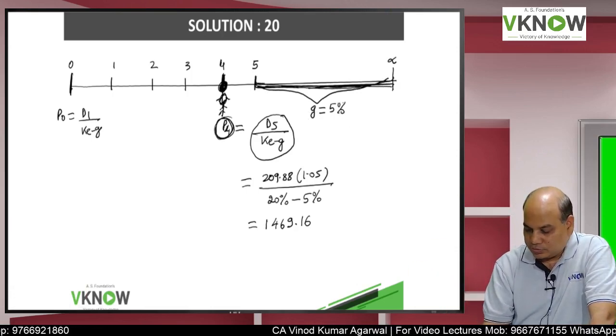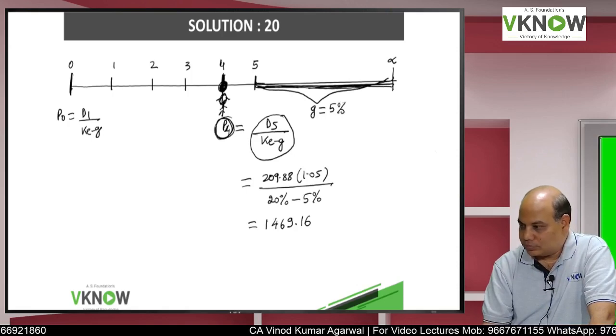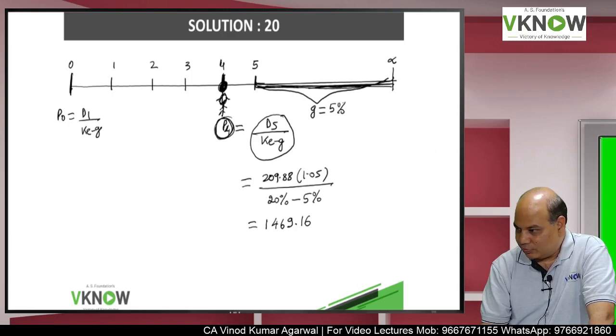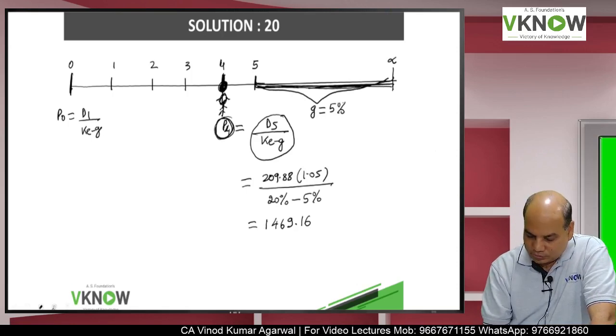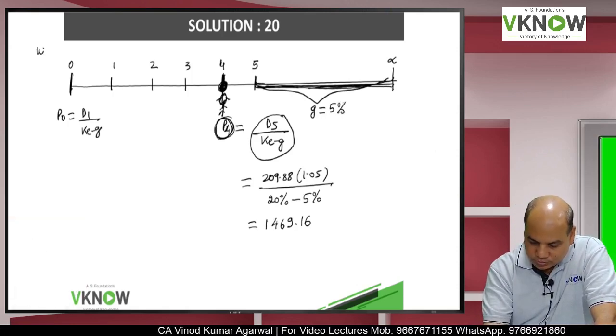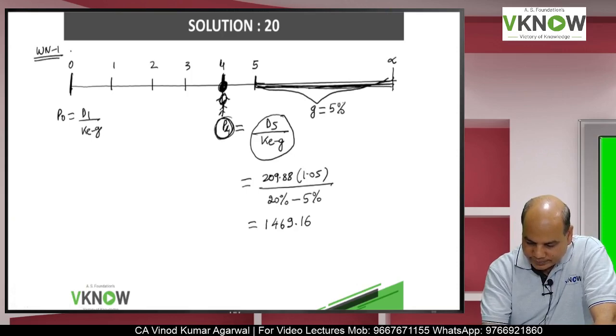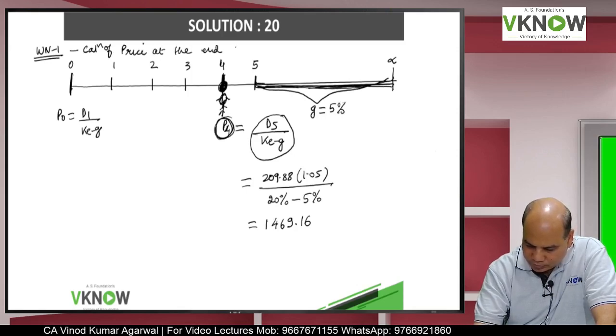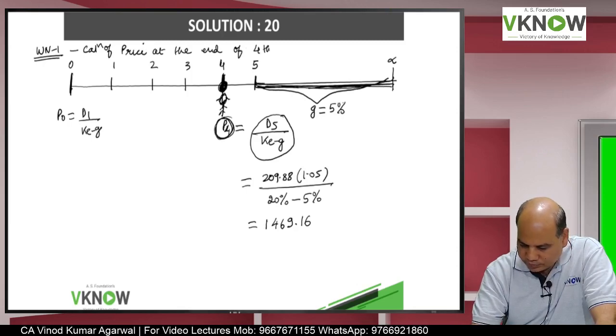So I hope you have drawn this diagram. If not, draw it now, and with the numbers also. This you write as working note 1, calculation of price at the end of fourth year.